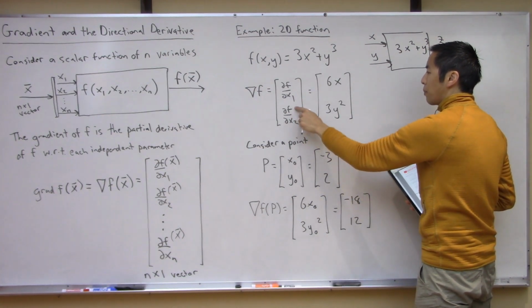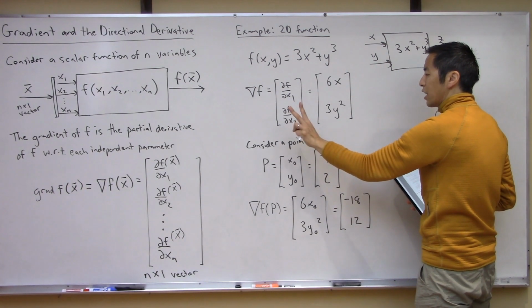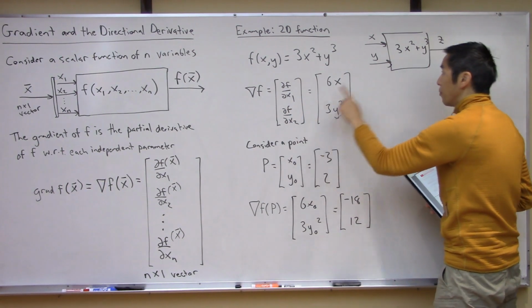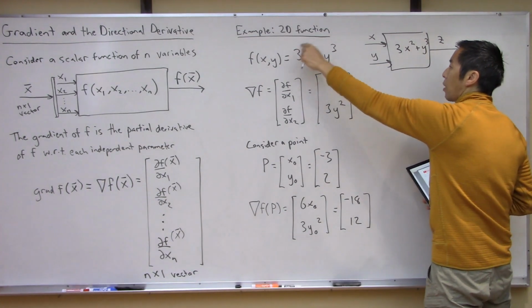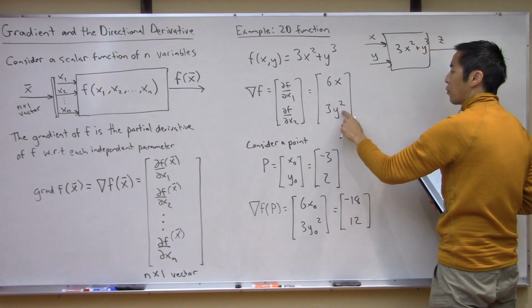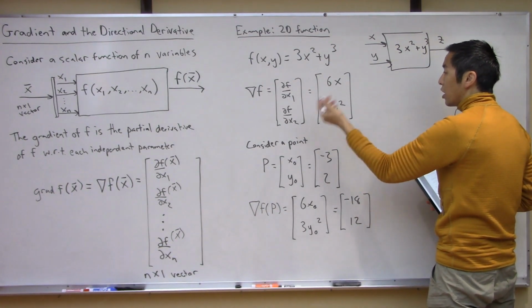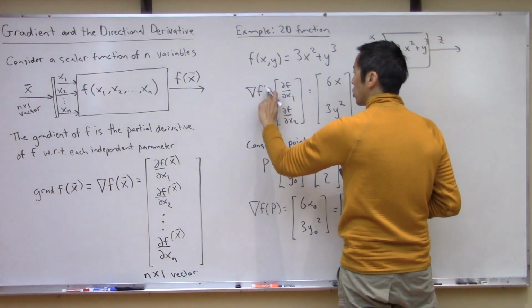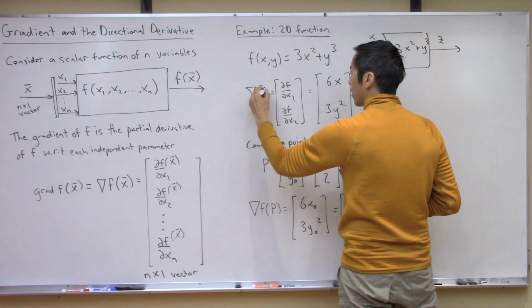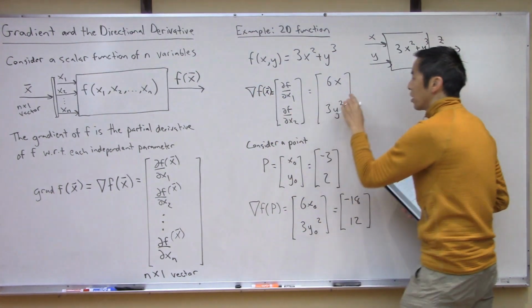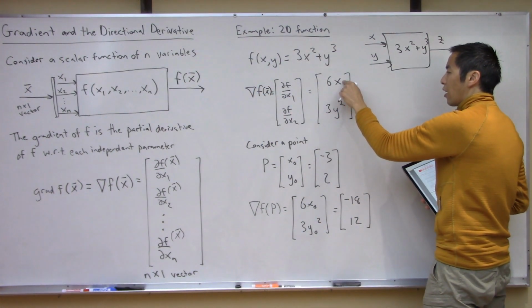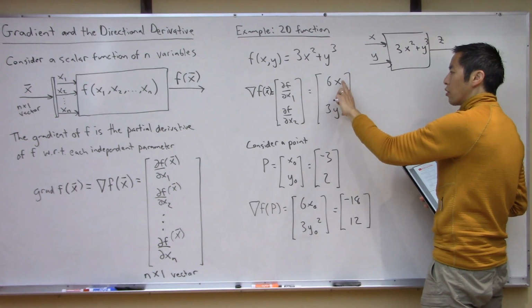Then the second entry is the partial of that function with respect to the second independent input or variable, which is y. So the partial of this with respect to y, you just get 3y squared, right? So again, here is the gradient, and maybe what we should do is use the notation that this is a function of x. And you can clearly see that here, right? The first input and second input show up in the gradient vector.